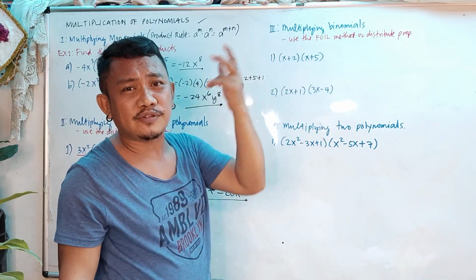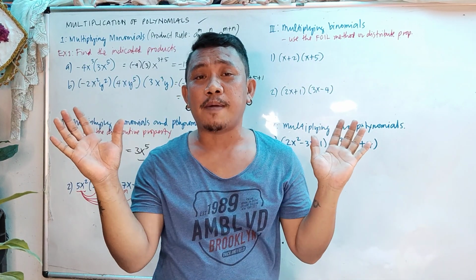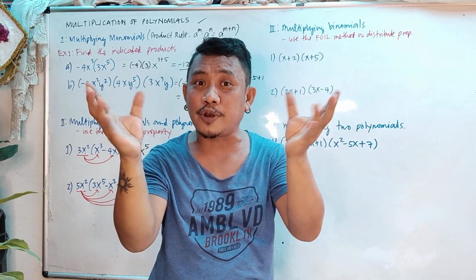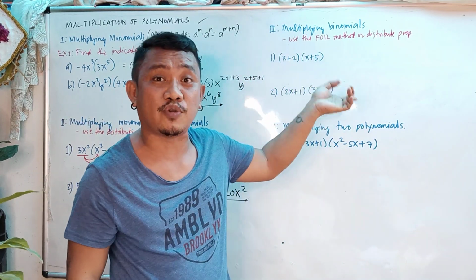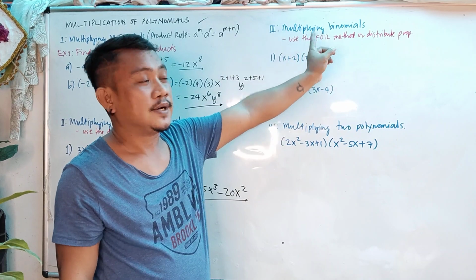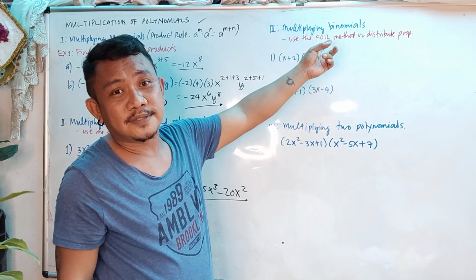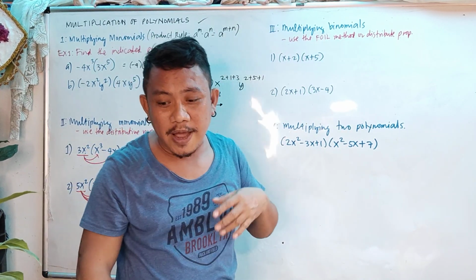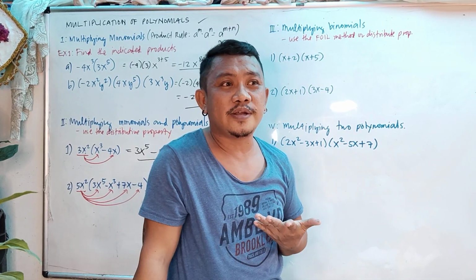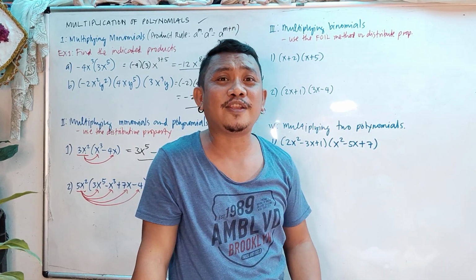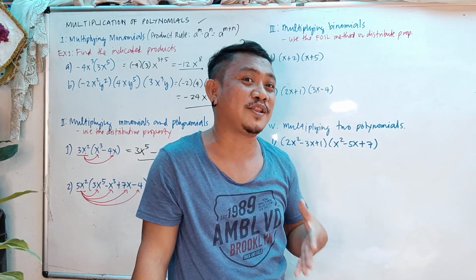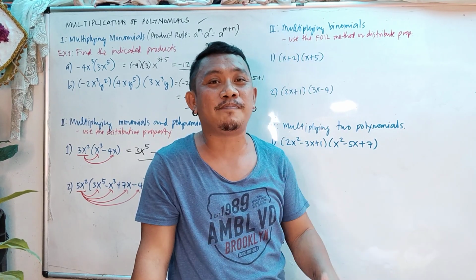Multiplying binomials. Meaning to say, i-multiply nimo ang polynomials of two terms. Duha ka polynomials of two terms, or duha ka binomial. Mauna siya. Okay. Use the FOIL method or the distributive property. Kung makadumdum ta class, sa inyong na-learn sa inyong lower years, FOIL method man inyong gagamiton, correct? Mga FOIL method yun na like, mag-multiply tag duha ka binomial.